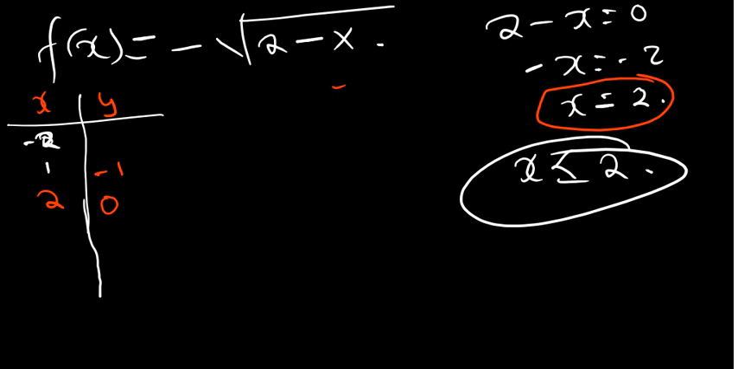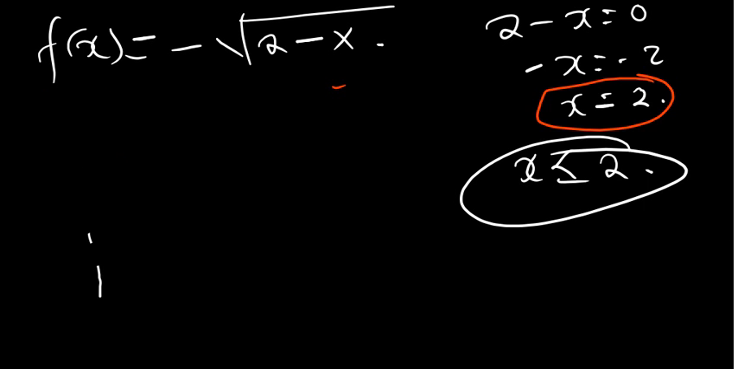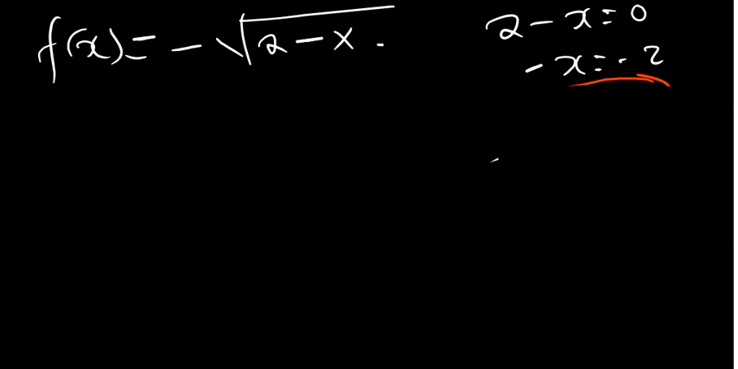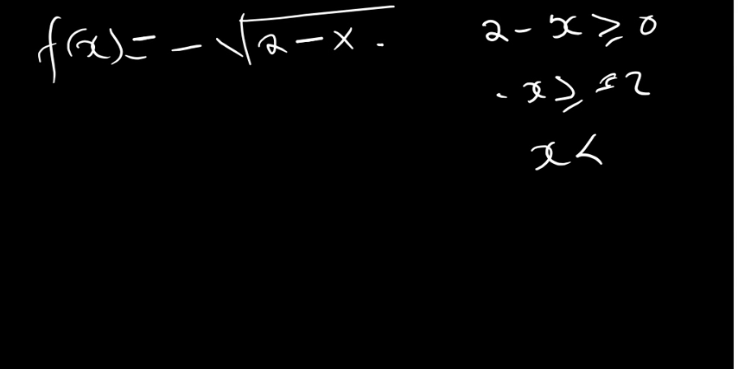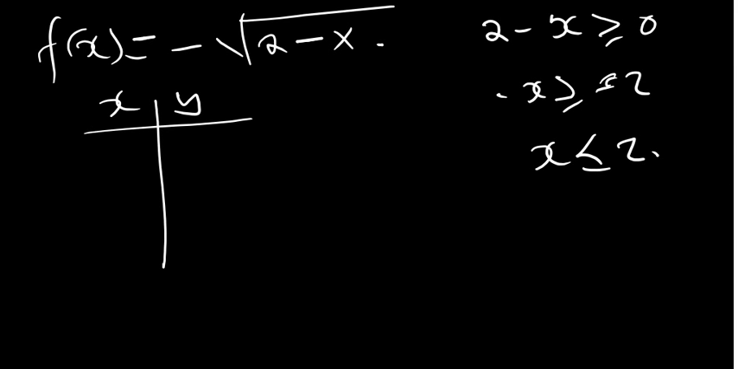Okay. Listen, guys, we are saying that we found that 2 minus x has to be greater than or equal to 0. Then we said negative x greater than or equal to negative 2, x less than or equal to 2. So when plugging in the values here, those values of x are supposed to be less than or equal to 2. So we can start from negative 2. We can put 0. We can put 1 so that we get a value. We can put a 2.